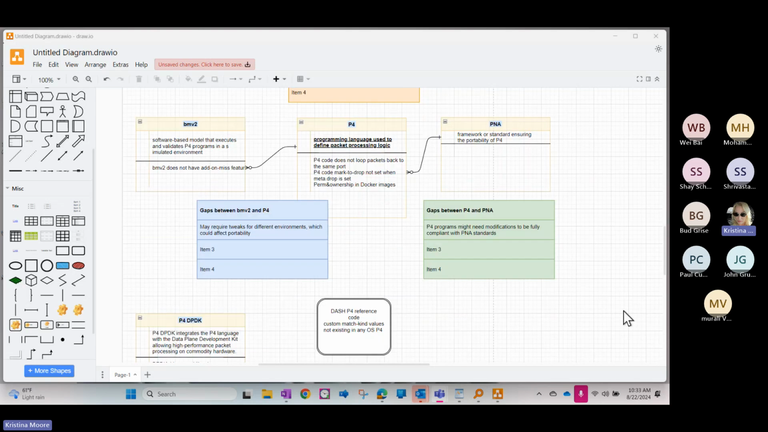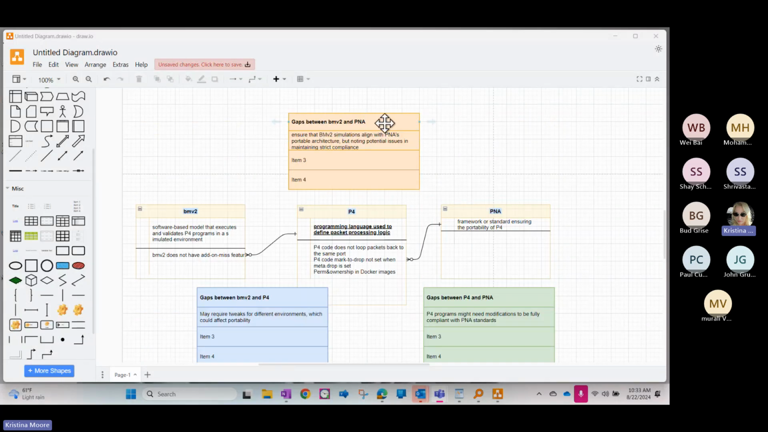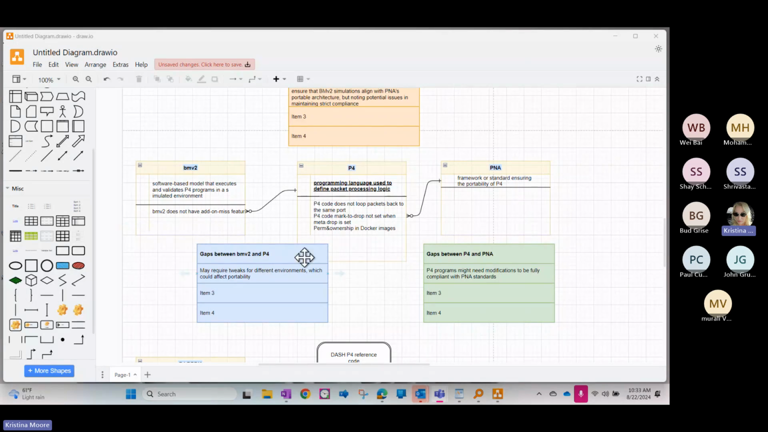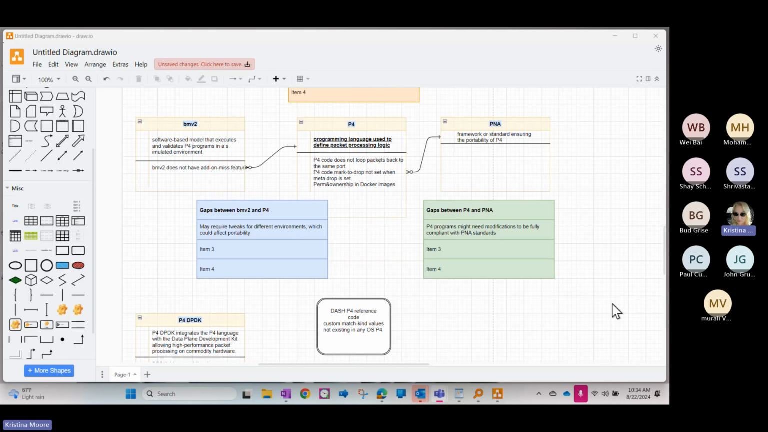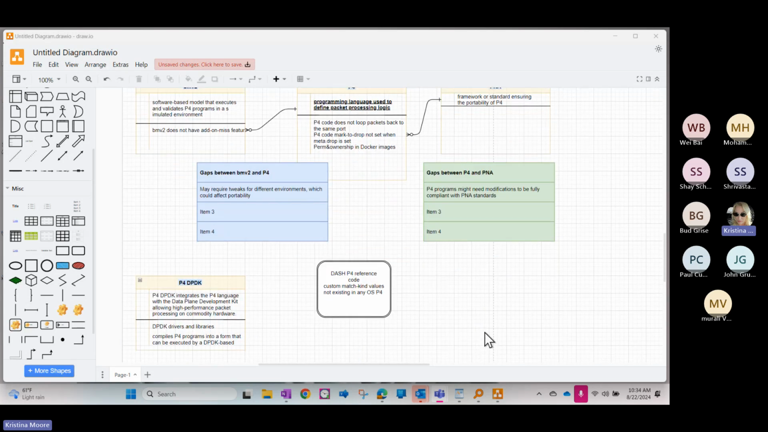I was trying to map it out here because it seems like we have BMV2, we have P4, we need to be compliant with PNA, and then we have P4 DPDK, and then we've got the DASH P4 reference code that we're trying to do. Then what I was trying to do is annotate the gaps between, for example, BMV2 and PNA, the gaps between BMV2 and P4, and the gaps between P4 and PNA. And of course we have P4 DPDK down here that I haven't quite gotten to yet.